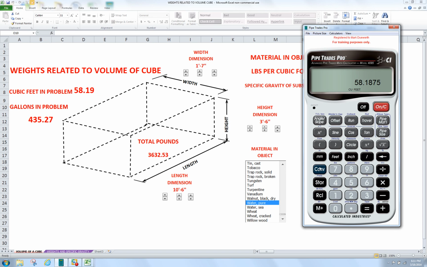So if I want the pounds, I press convert 7, and you can see it matches my spreadsheet at 3632. That's my pounds of water in that cooling tower tank or whatever. If I want to know the gallons, above 8 is the gallons. So to get that gallons activated, I press convert 8, and my gallons in that problem are 435 gallons. That's golden. This is what that calculator does for you.